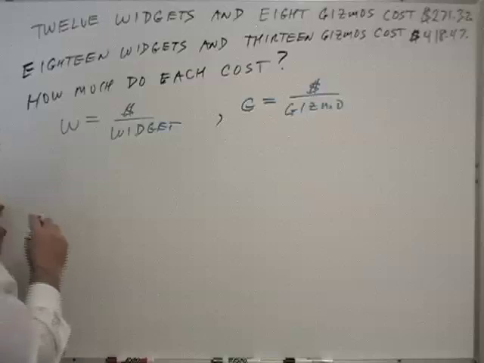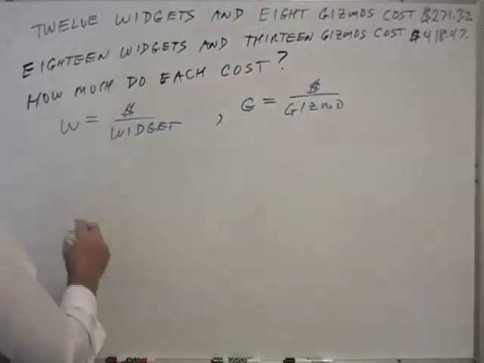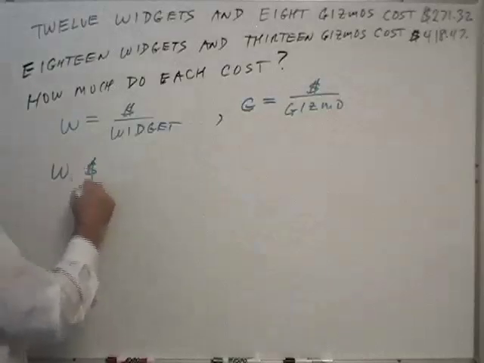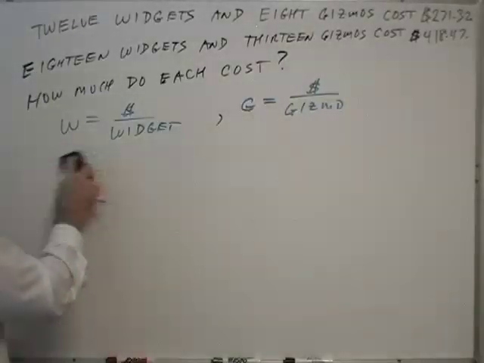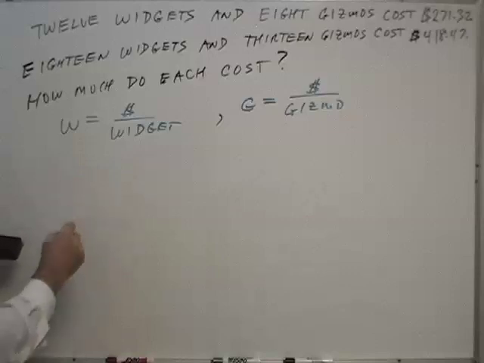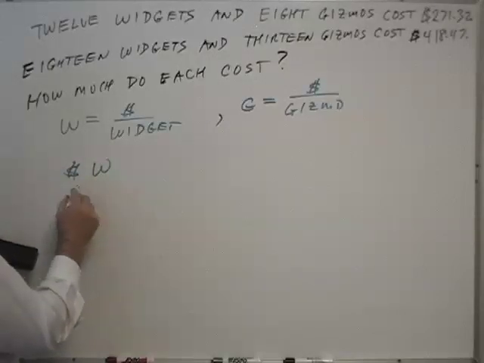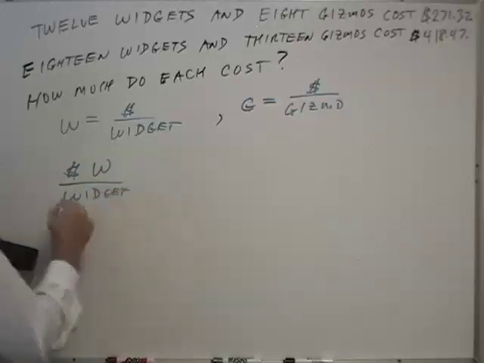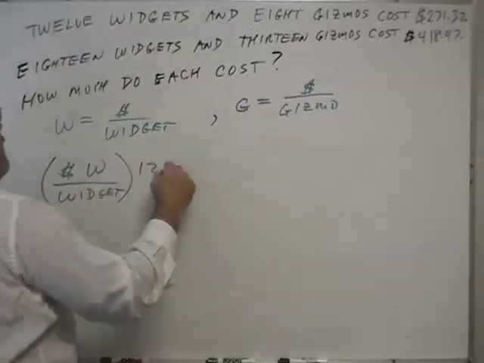Well, we sell widgets for W dollars. And let me write that in a different way. It's a little awkward to not put the dollar sign on the left. So W dollars would be W dollars per widget. And how many did we sell? In the first sentence, we sold 12 of them. Times 12 widgets.